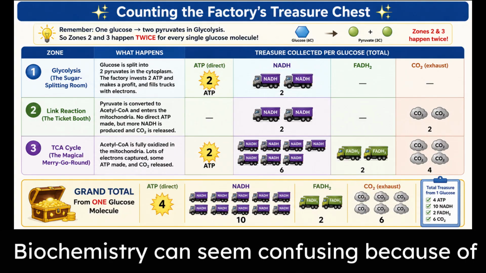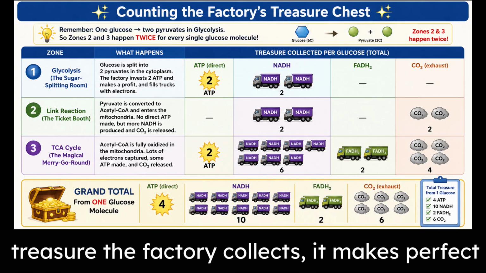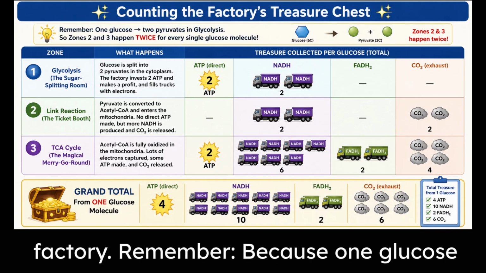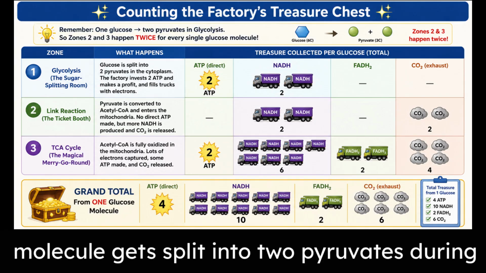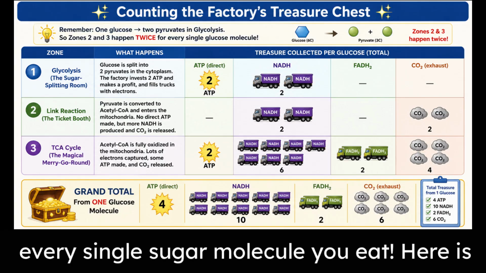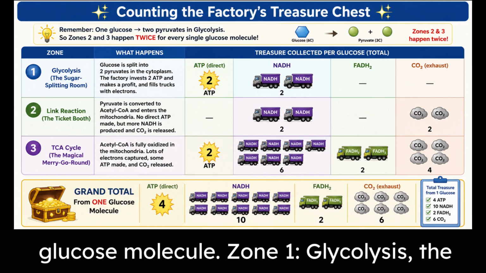Biochemistry can seem confusing because of all the big words, but if you focus on the treasure the factory collects, it makes perfect sense. Let's look at the inventory log for our factory. Remember, because one glucose molecule gets split into 2 pyruvates during glycolysis, zones 2 and 3 happen twice for every single sugar molecule you eat. Here is the total treasure gathered from one single glucose molecule.